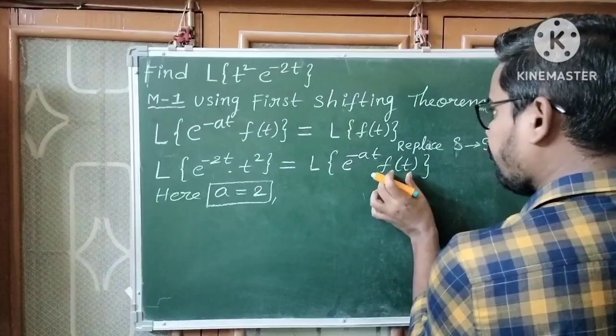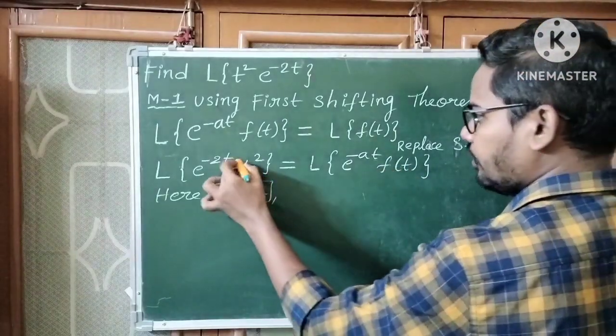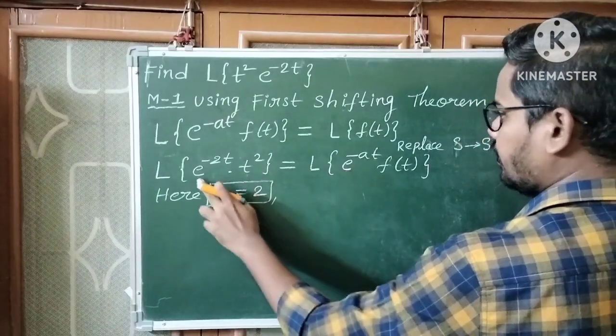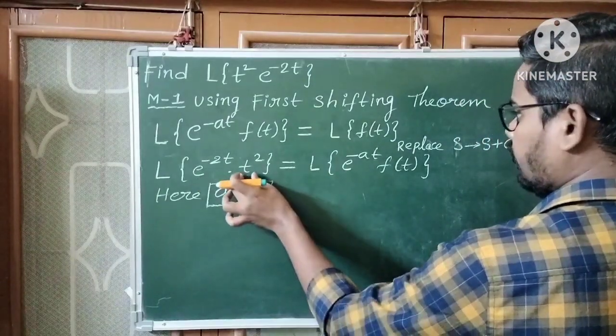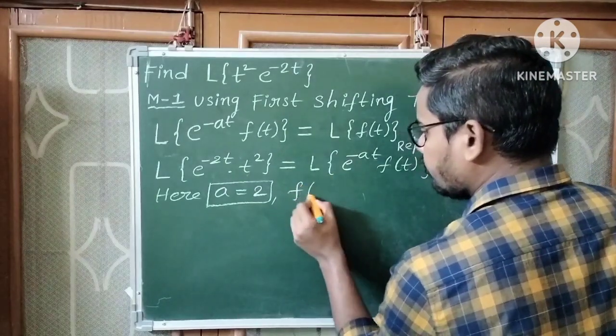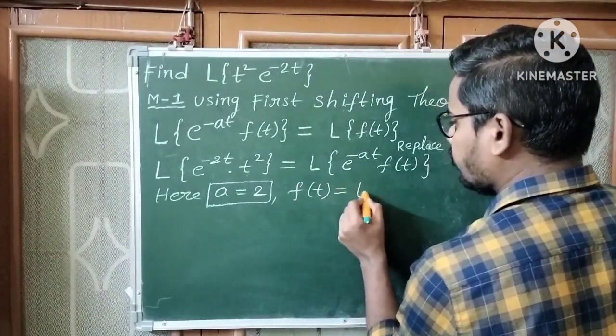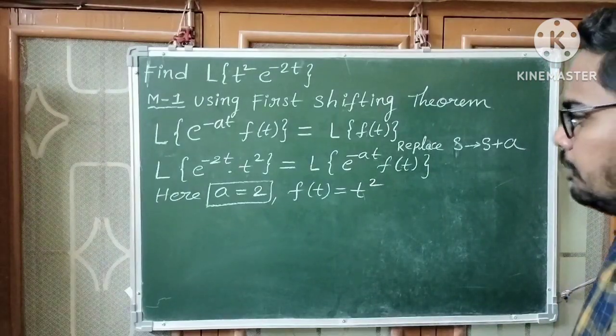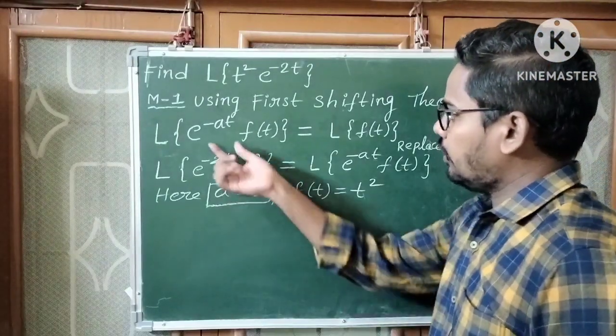And what about f of t? Very important. What is f of t? In this case f of t is equal to t square. E power minus at, e power minus 2t is common, and in place of f of t we have t square. So we have to take f of t here, f of t is equal to t square. Okay. Now apply this theorem.